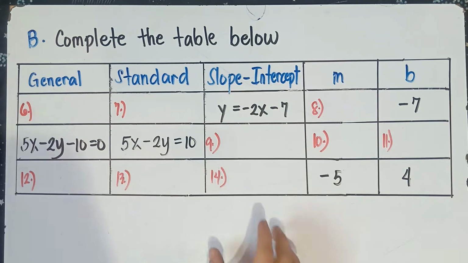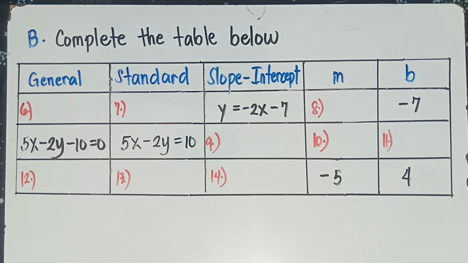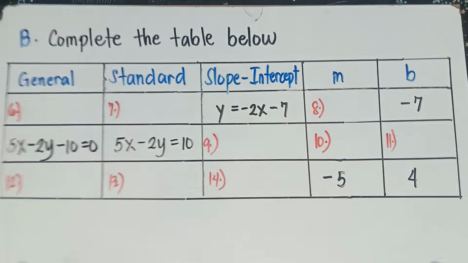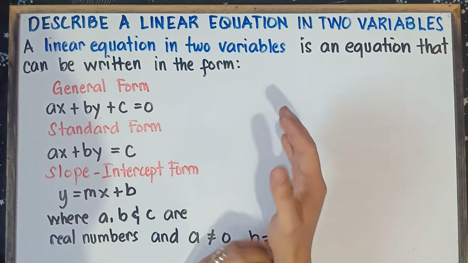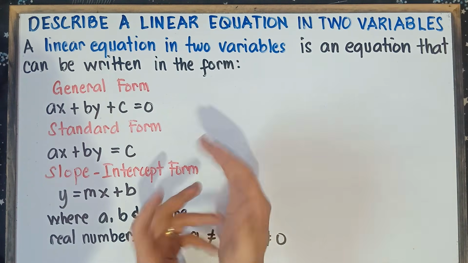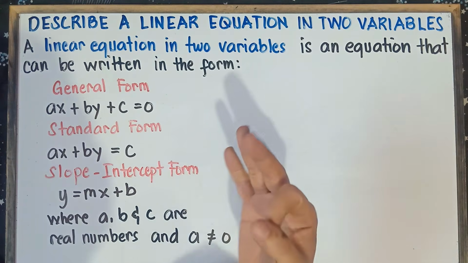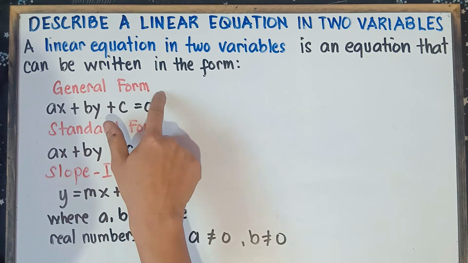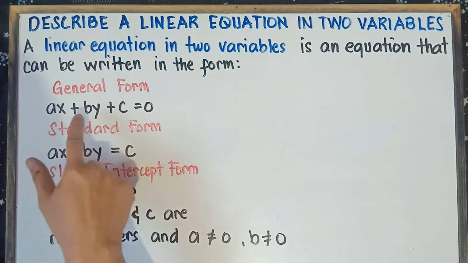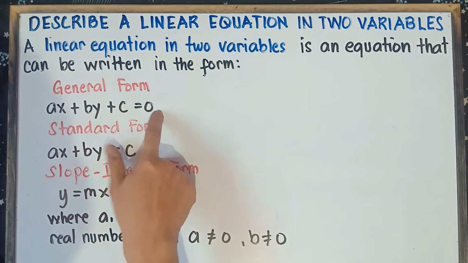Before we answer this, we need to understand more about linear equations in two variables. A linear equation in two variables is an equation that can be written in the following forms. We have three forms. The first form is the general form, and the equation is ax plus by plus c equals 0.